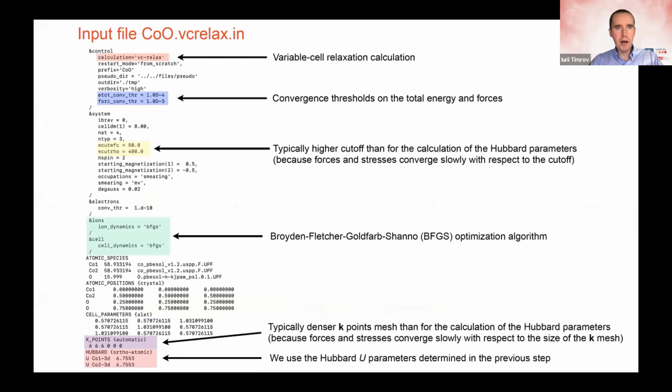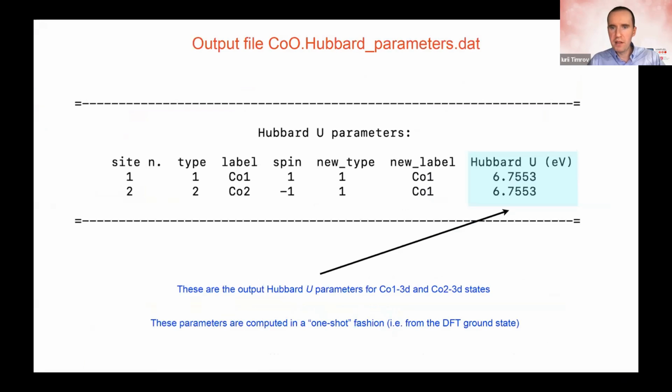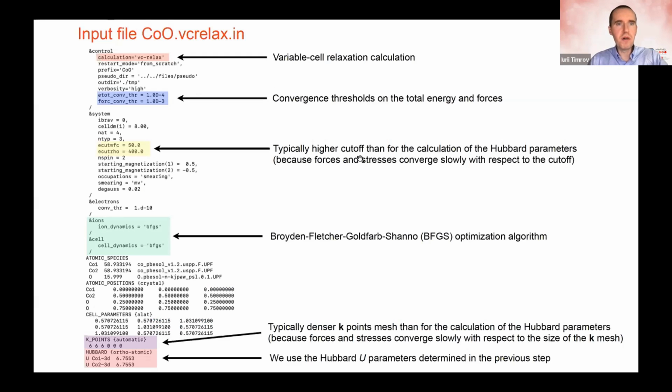Okay, now if we go back to our diagram, this workflow, we performed the ground state and linear response calculations. The next step is to perform structural optimization using the computed Hubbard U parameter. So here I show you the input file for the VC relax calculation, the variable cell relaxation calculation.